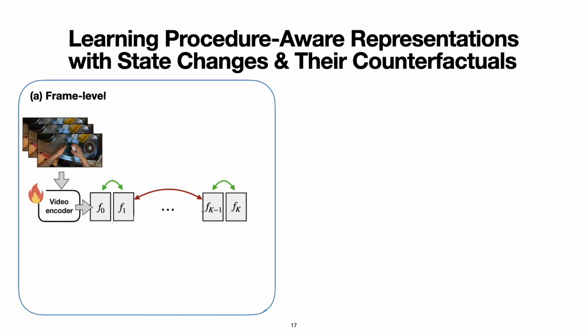Moreover, we also asked it to shuffle the order of key steps to generate misordered counterfactuals that result in failure activities. To leverage state changes and their counterfactuals, we propose a hierarchical video-text mapping framework that extends upon the existing hierarchical framework.